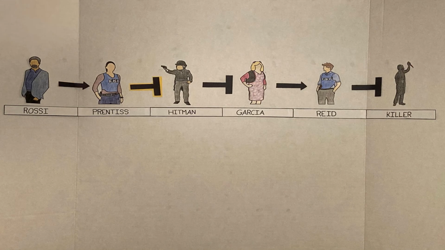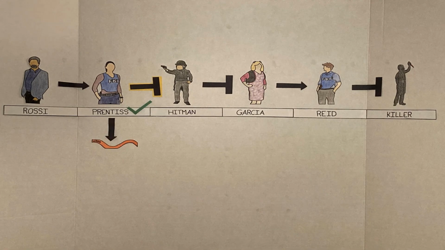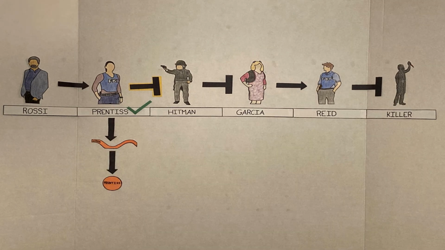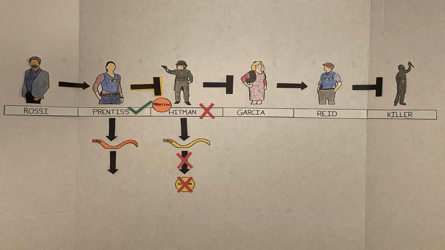the Prentice protein. In a repressing relationship, such as that between Prentice and the hitman, the Prentice gene is able to transcribe Prentice mRNA, which is then translated to produce the Prentice protein. That protein then binds to the hitman gene, which ultimately inhibits the translation of the hitman mRNA.